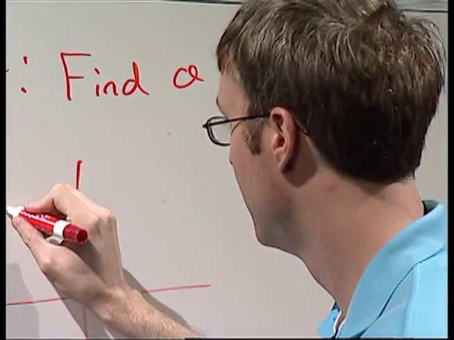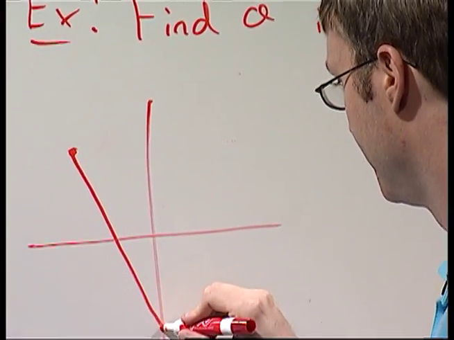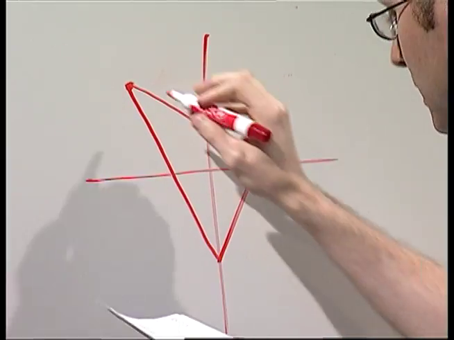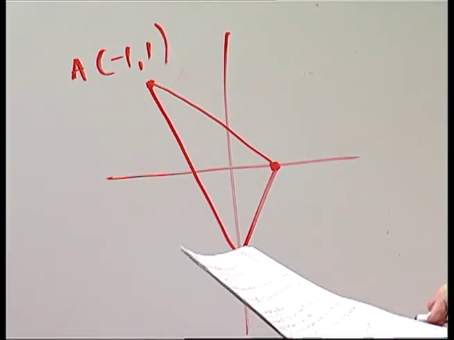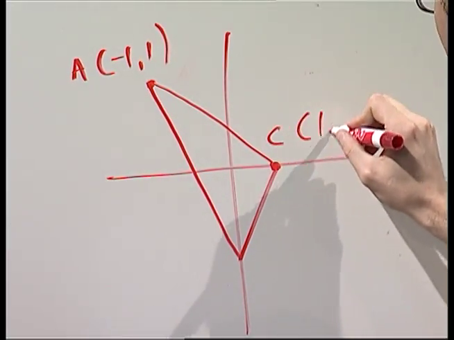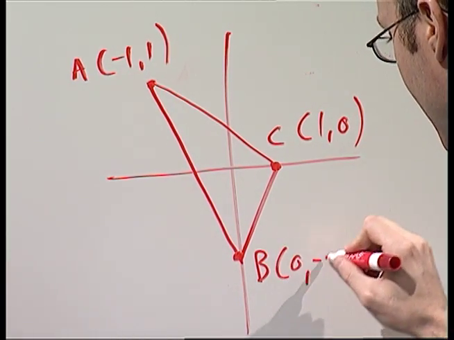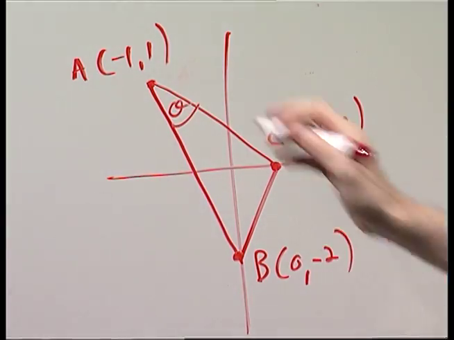Let's see here. What do I want? So like that, and there, and let's do that. So let's call this point minus 1, 1, and let's call this 1, 0, and we'll call this down here 0, minus 2, and the angle in question is that angle right there, that theta.